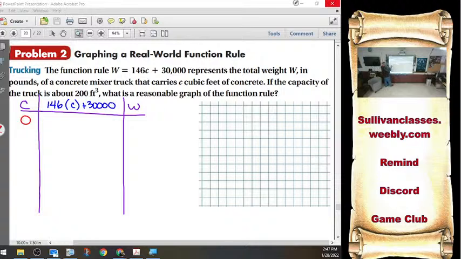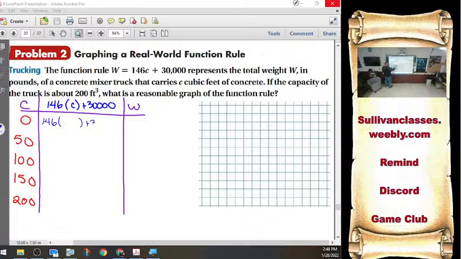So let's go. What do you think? Okay. Read the rest of the problem. They said something about the concrete. 200 was our max. So I need to go from nothing to 200. How do you want to split it up? Going by 10s is probably overkill. 50s? I'd say I'd probably have enough points there. 50, 100, 150. All right. Fill it in.